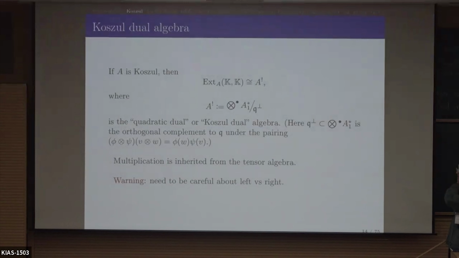There's a warning I should make here: because we're doing these diagram pictures for our algebra, we have to be careful about left versus right. Our algebras are non-commutative. The ground field acts on the top and the bottom differently, so we have to be very careful about left versus right. So here, when I say this star, I mean the left dual.